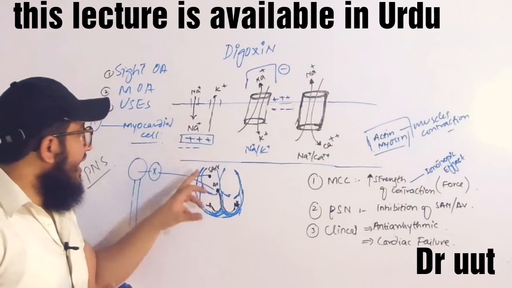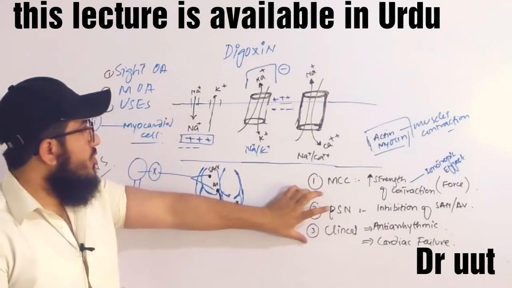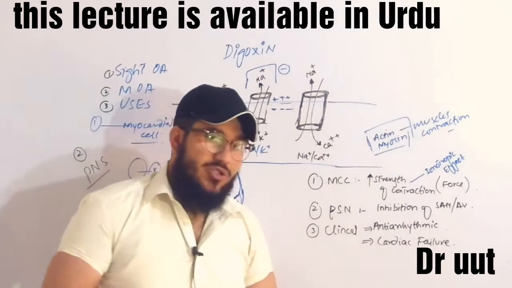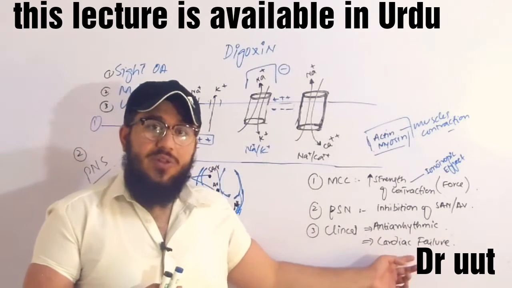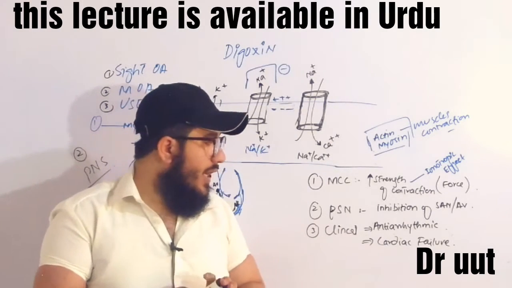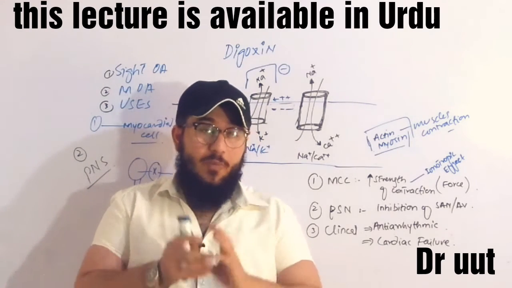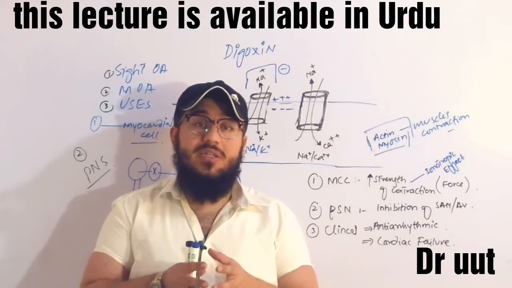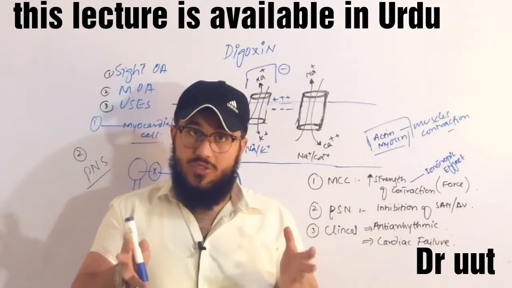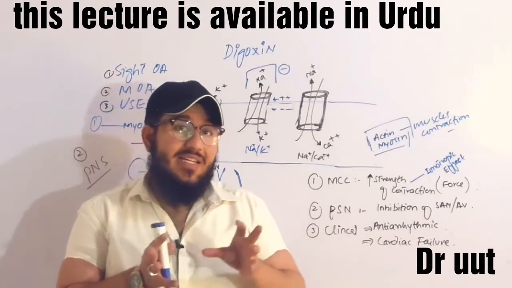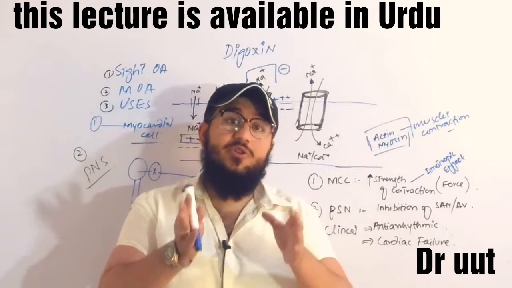So according to the sites and mechanisms of action, we have the following two uses of digoxin. The very first use of digoxin is that it is used as an anti-arrhythmic drug, and it is also used for cardiac failure. So how is it used as an anti-arrhythmic? In arrhythmias, the heart contracts and relaxes in an unbalanced way, meaning the rhythm of the heart is lost. As an anti-arrhythmic drug, it will bring the rhythm of the heart back to a normal state.